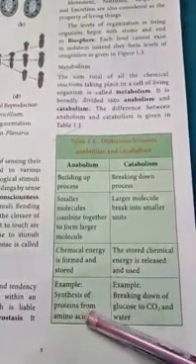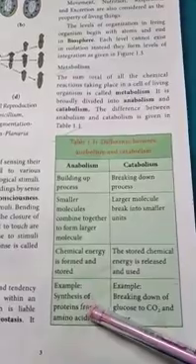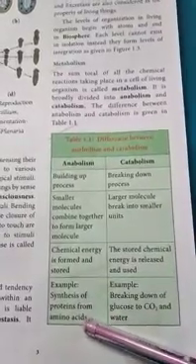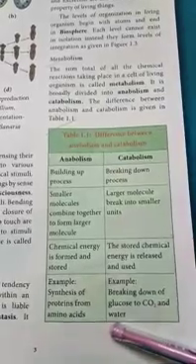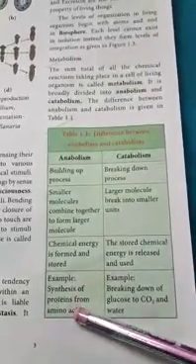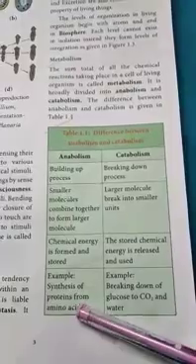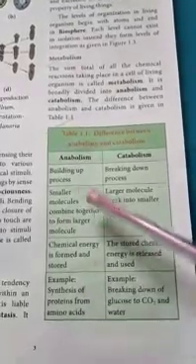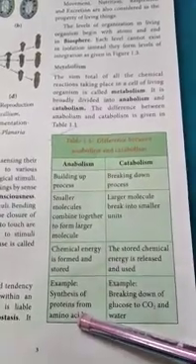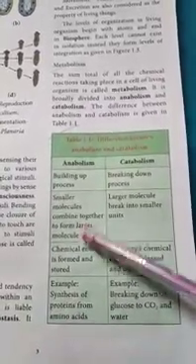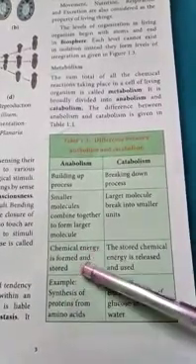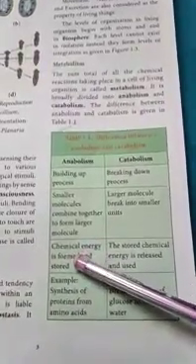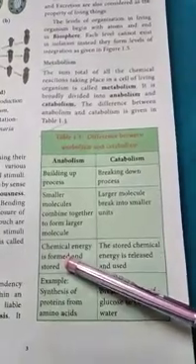The best example of anabolism is the synthesis of proteins from amino acids, while an example of catabolism is the breaking down of glucose to carbon dioxide and water. More than 20 amino acids make a protein, so that is a building up process. The amino acid is a smaller molecule, and they combine together to form a larger protein molecule. For this process, chemical energy is produced and stored in the cells for later use.